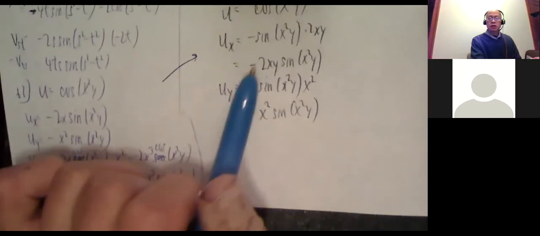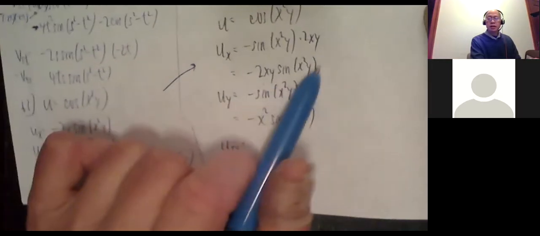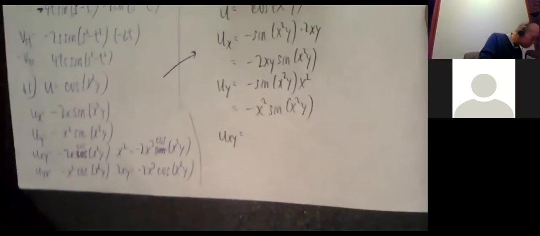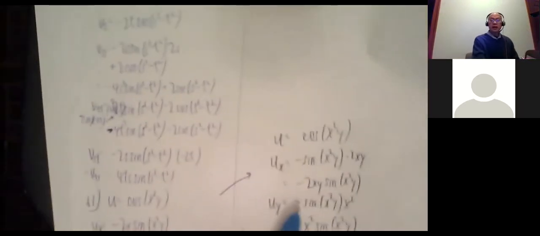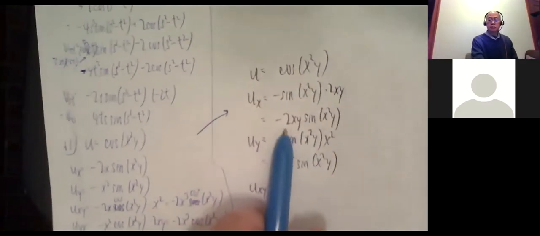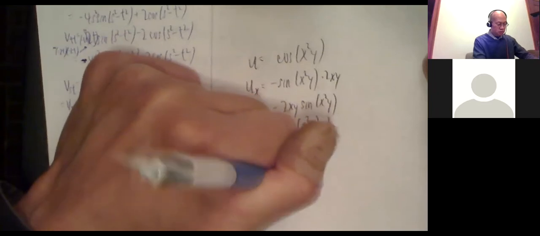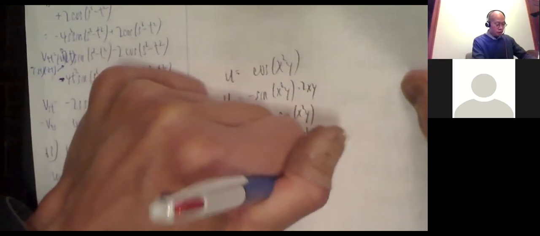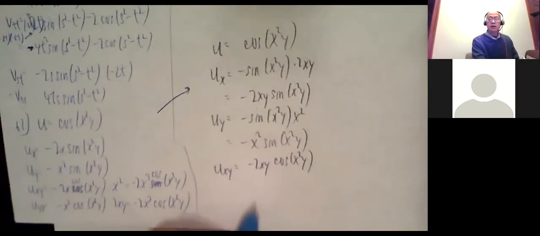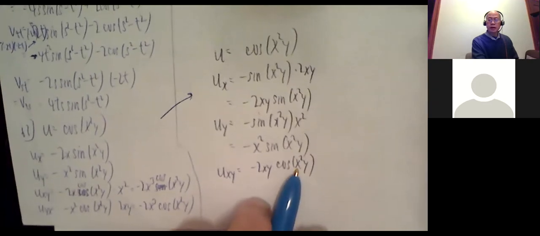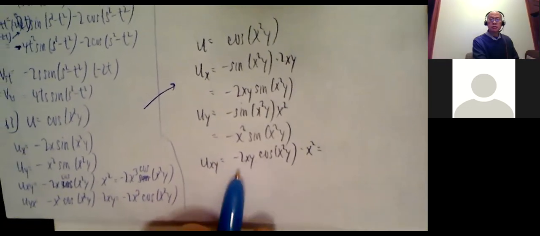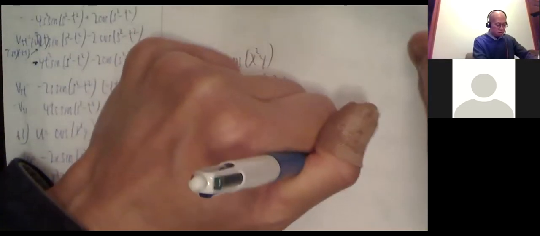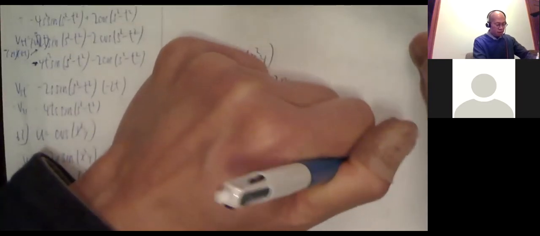So u sub xy. I start off with the derivative with respect to x. Here it is. And now I differentiate with respect to y. So that's going to involve a product. Okay, so first function times the derivative of the second. Derivative of sine x squared y is cosine x squared y times the derivative of the inside with respect to y. That looks like it's going to be x squared. So that gives me a grand total of negative 2x cubed y cosine of x squared y.